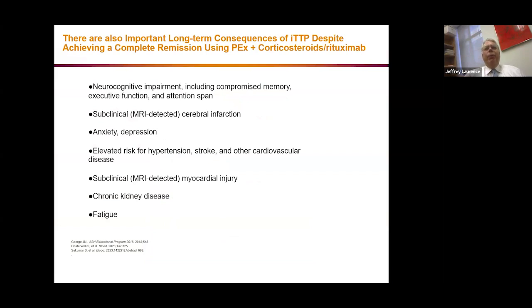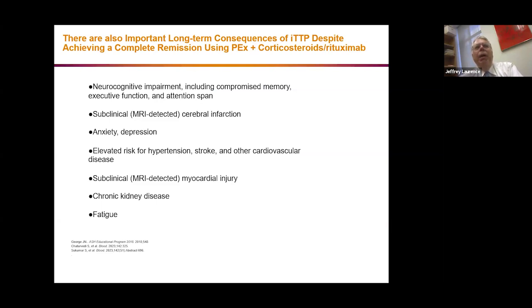But there's something even more important than that, and there were about 6 or 7 abstracts about this at ASH last December, and a couple of papers in Blood recently, saying that if you follow patients that look to be in complete remission from TTP, that is, they have normal platelet counts and normal creatinines, normal LDHs, there are still some problems that are ongoing. Neurocognitive impairment is found in at least 25% of these long-term survivors.